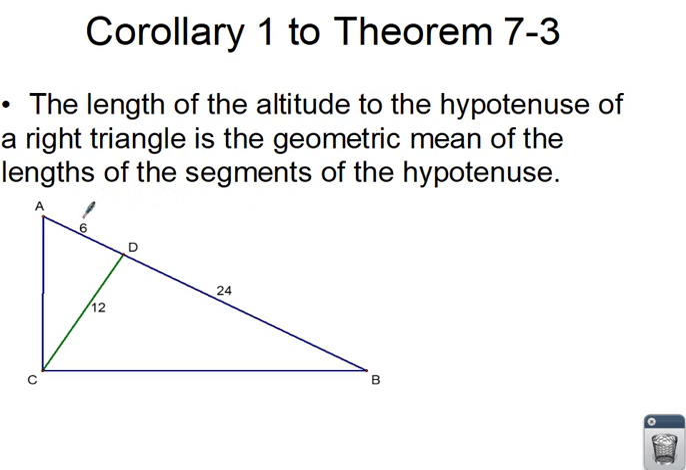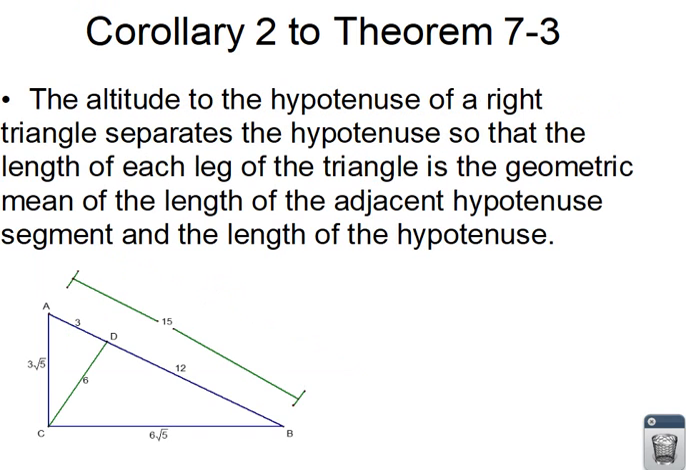So if you take 6 and 24 and you do the geometric mean, you get the length of the altitude, which is 12. That's what it says. Okay? So hang on to that thought for a little bit and then we'll come back.